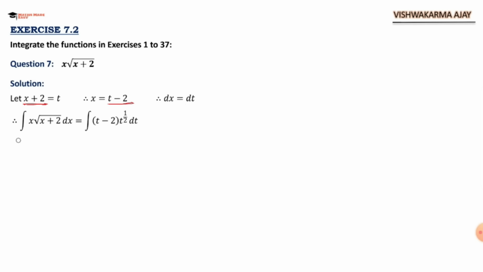So in this case, our integration looks like x root of x plus 2 dx. In place of x, I will put t minus 2, and in place of x plus 2, I will put t, so t raised to 1 by 2, since it was a root. Now dx will be replaced by dt. So our equation looks like this. You will be taking this 1 upon 2 inside the bracket, so t raised to 3 by 2 minus 2 times t raised to 1 by 2 dt.